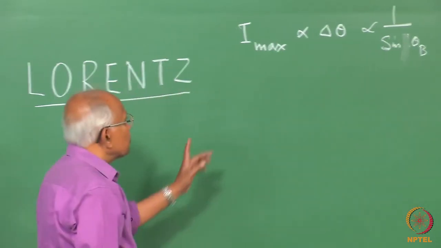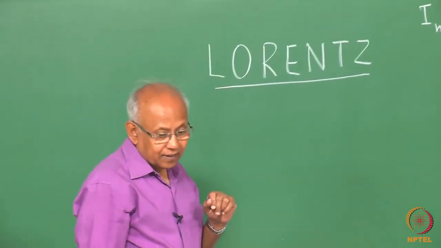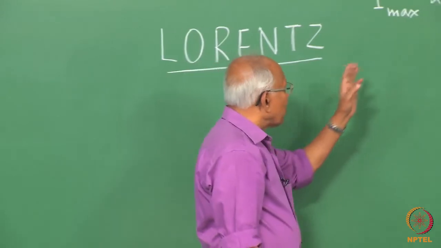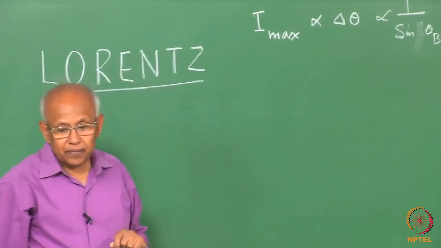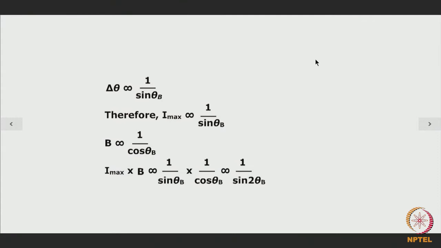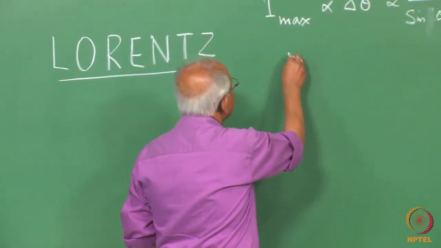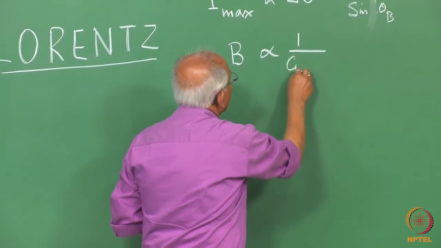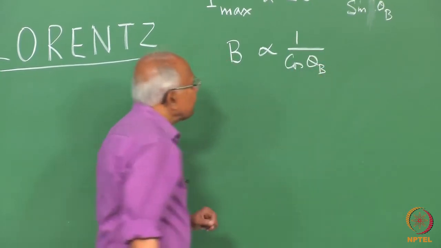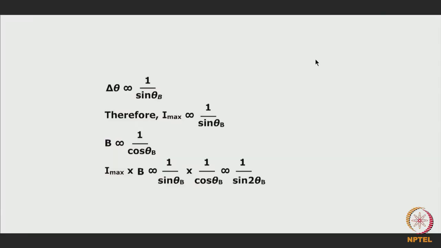So, we see that due to non-ideal condition of diffraction, I max, which is proportional to delta theta, will be proportional to 1 upon sine theta b. This I am saying without any proof. Now, if we look at the breadth of the line profile b, then also it can be shown that this is proportional to 1 upon cosine theta b.